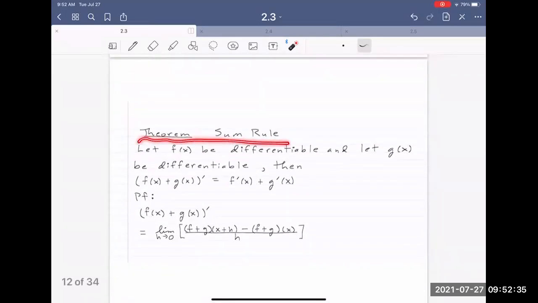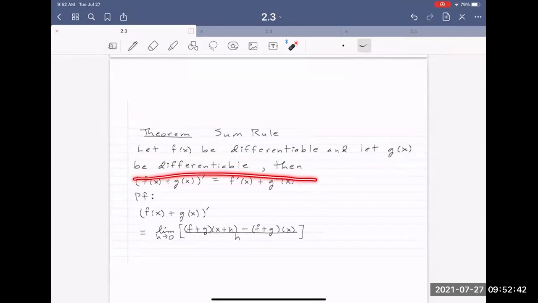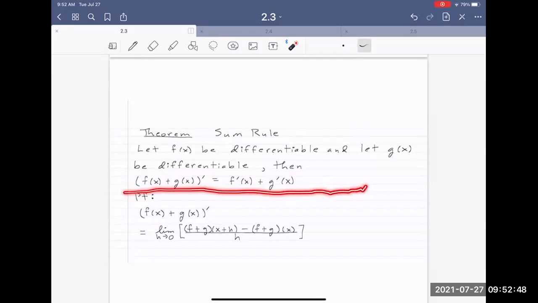The sum rule. Let f be differentiable and let g be differentiable. Then f plus g is differentiable, and the derivative of f plus g is the sum of the derivatives of f and g. So (f(x) + g(x))' is equal to f'(x) + g'(x). So let's show this.